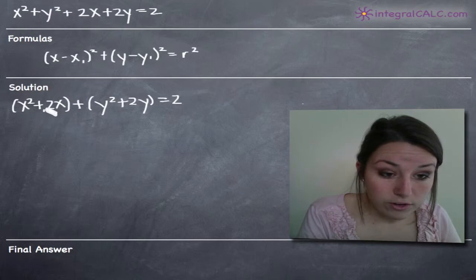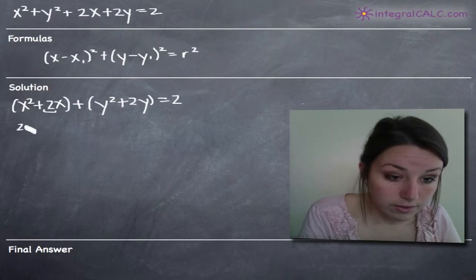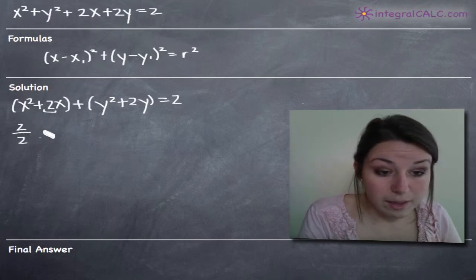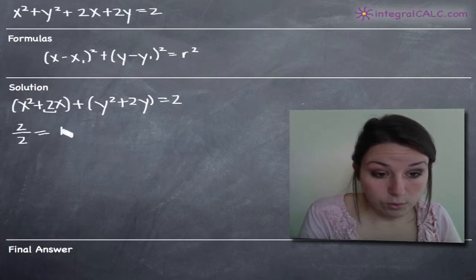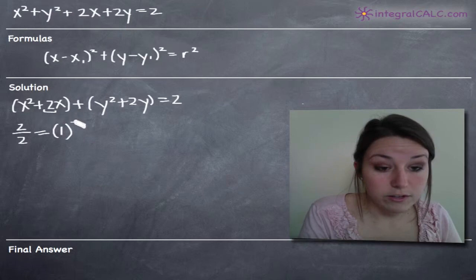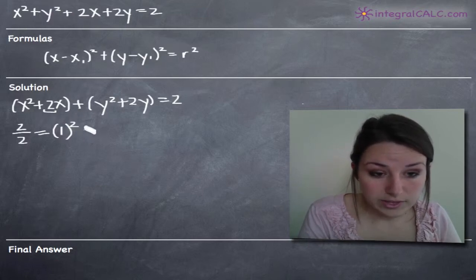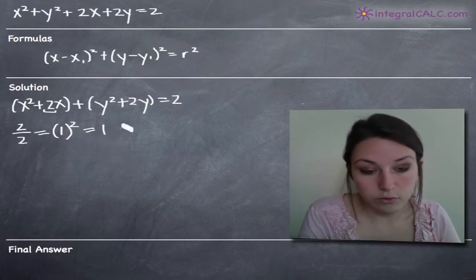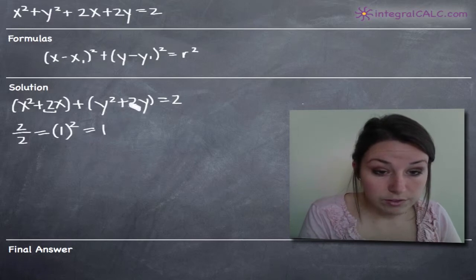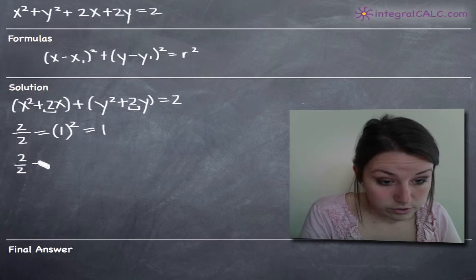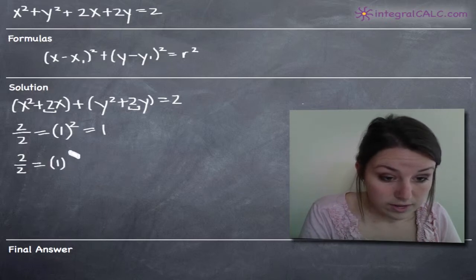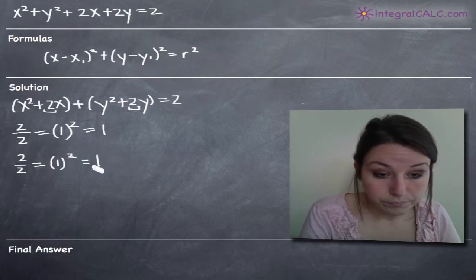We're going to take the coefficient on this term right here, so in this case 2. We're going to divide that by 2, which is what you always do when you're completing the square. So we'll get 1. And then completing the square tells us that we square our answer, so 1 squared is just 1. Then we're going to do the same thing with the coefficient on the y term. So 2 divided by 2 equals 1, and then square the answer, we still get 1.